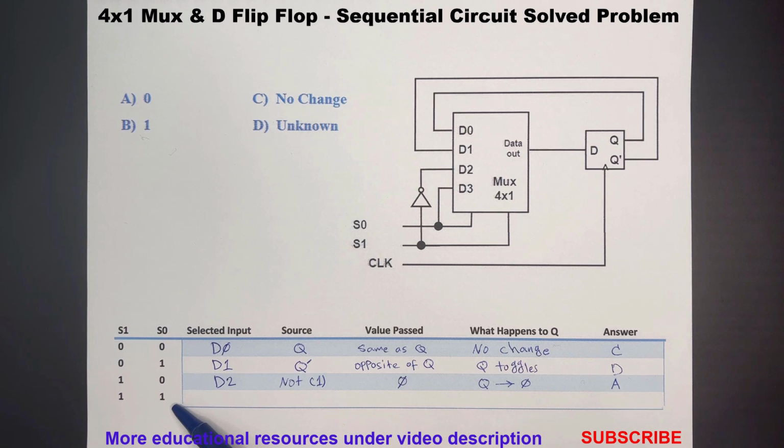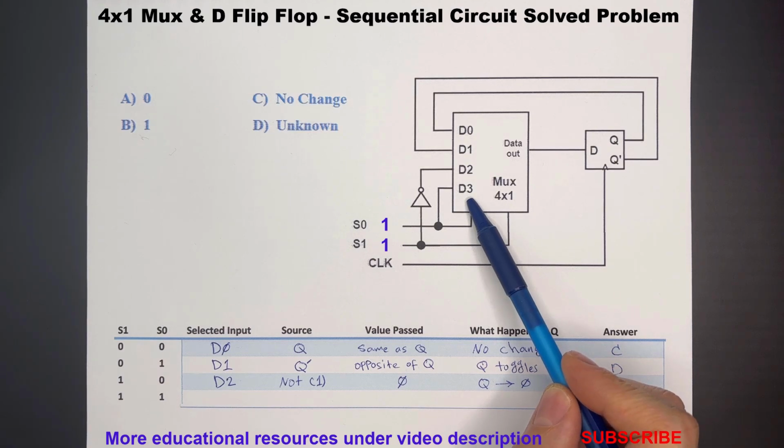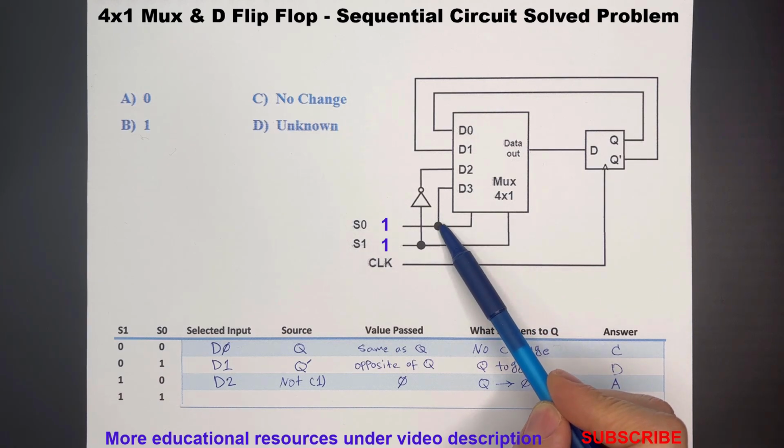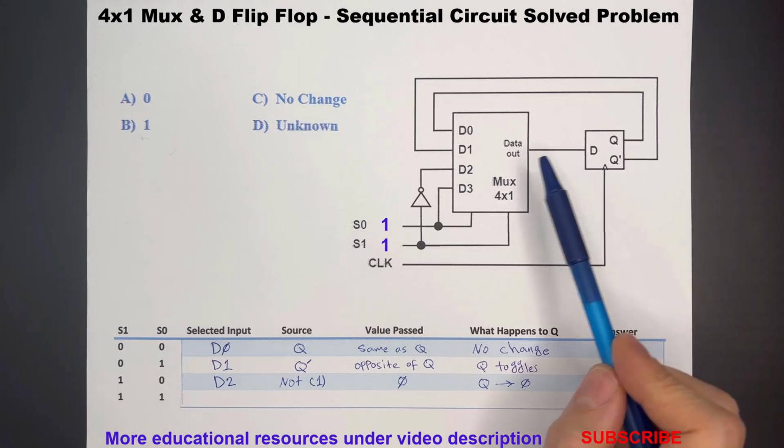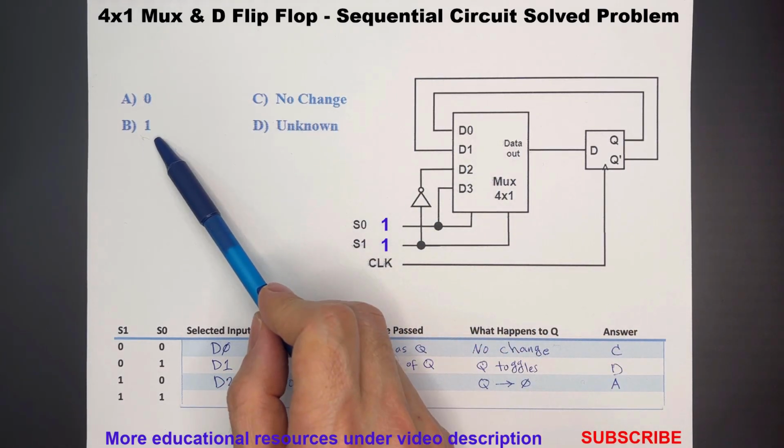Case 4. Finally, with both S0 and S1 set to 1, we select D3, and D3 is connected to S0, which in this case is also 1. That means we are feeding a 1 into the flip-flop, so Q becomes 1 after the next clock edge. Therefore, the correct answer here would be B.